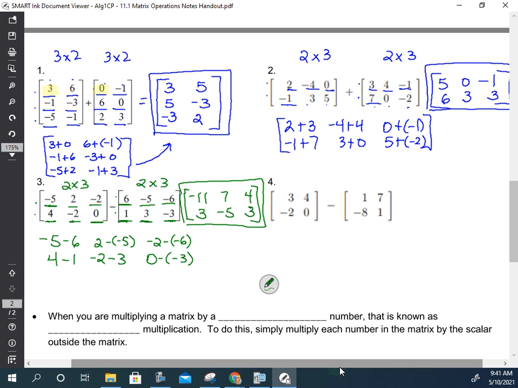All right, so example 4. Same concept. 2 rows, 2 columns, 2 by 2. 2 rows, 2 columns, 2 by 2. Since they match, we can subtract. If they didn't match, we cannot subtract.